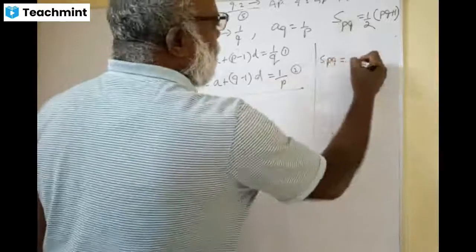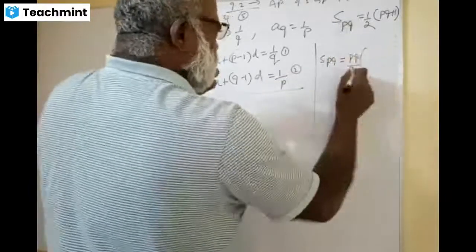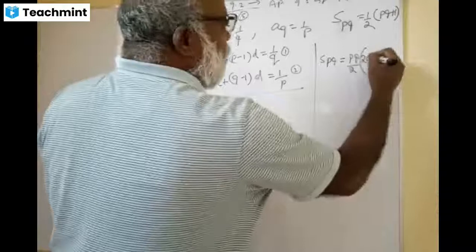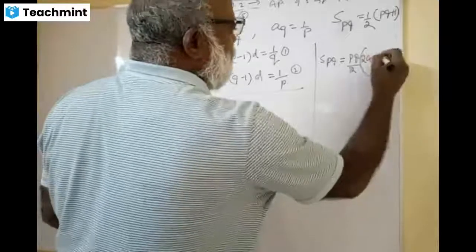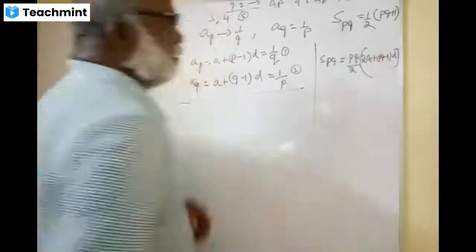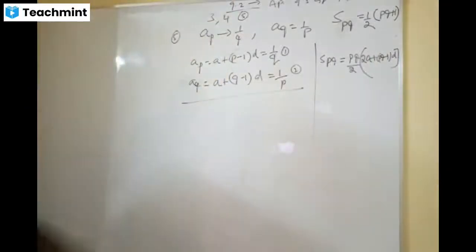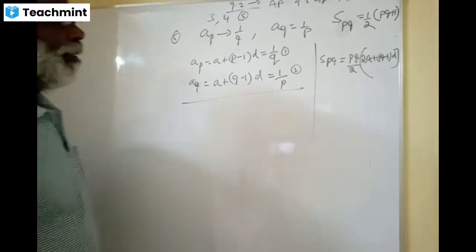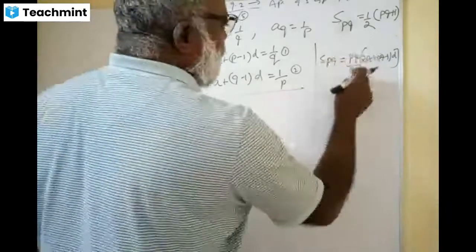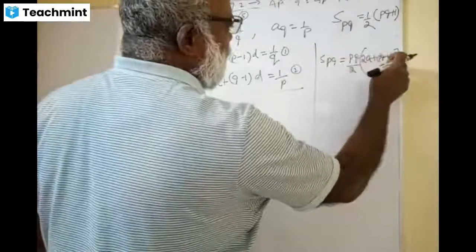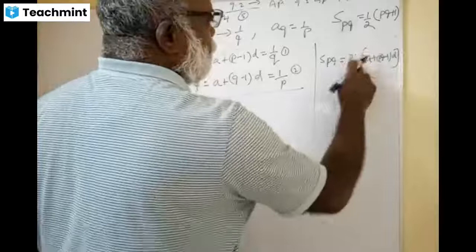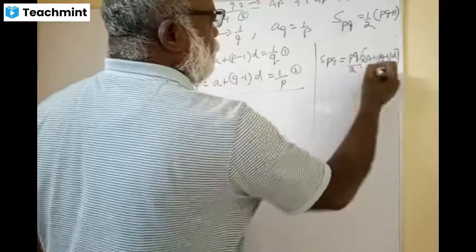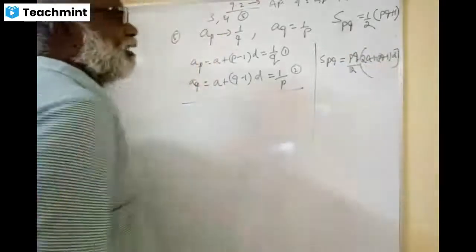The SPQ formula is the Sn formula: n by 2 into 2a plus n minus 1 into d. My n is what? PQ. Yes or no? It's clear? All of you able to watch it and see it? Sn is n by 2 into 2a plus n minus 1 into d, now n is PQ, so PQ by 2 into 2a plus PQ minus 1 into d. This formula is clear?